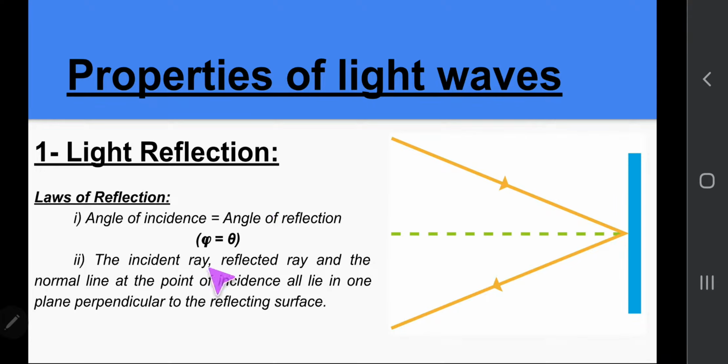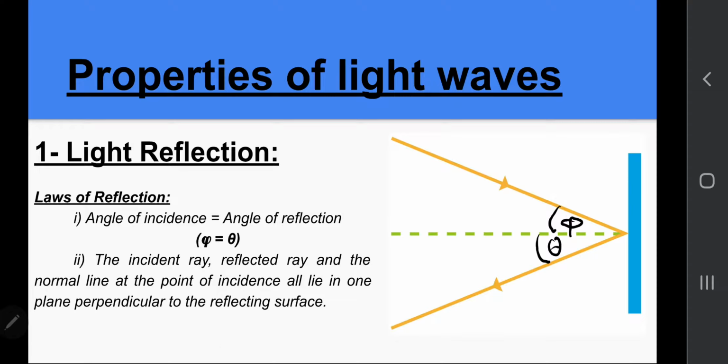Light reflection has two laws of reflection. Number 1, between the incident ray of light and the normal line, this is the angle of incidence, equal phi, and the angle between the reflected ray and the normal line is theta, or angle of reflection. Law number 1: angle of incidence equals angle of reflection, phi equals theta. This is a very important law.